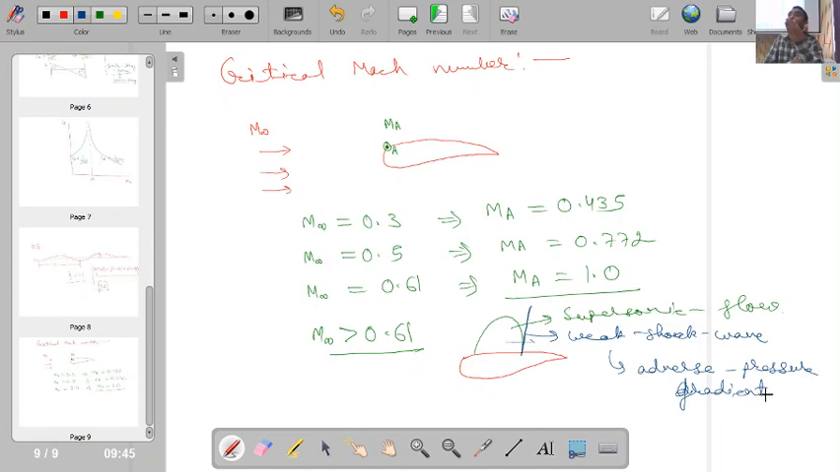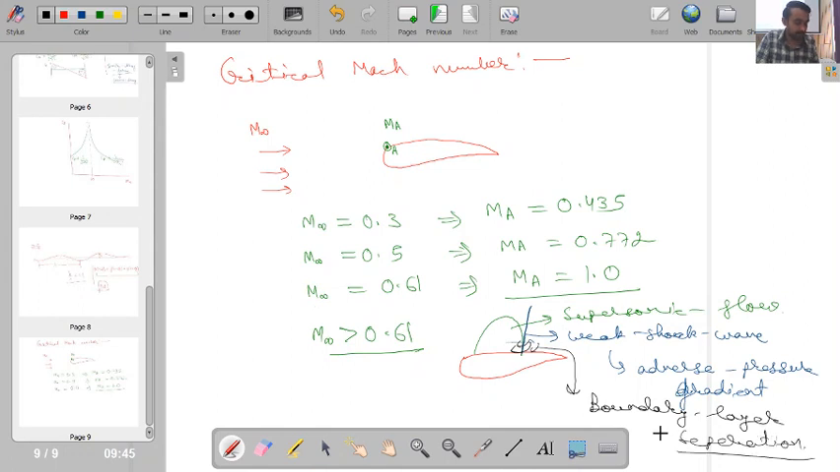If I have the adverse pressure gradient, then in a real life situation, when viscosity is also playing a role, what will I find? I will find that there will be boundary layer separation. So in a real situation I will be having nothing but the boundary layer separation.